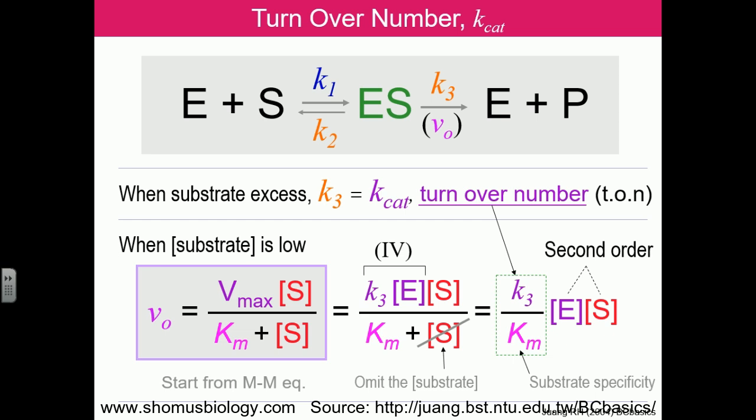So for a summary of this part, I can tell you that for first order reactions, when the substrate concentration is in excess, kcat will be equal to K3. But when there is a second order reaction and the substrate concentration is very low, kcat will be equivalent to K3 by Km, because in that case substrate specificity of the enzyme is also important, as is the concentration of both enzyme and substrate.